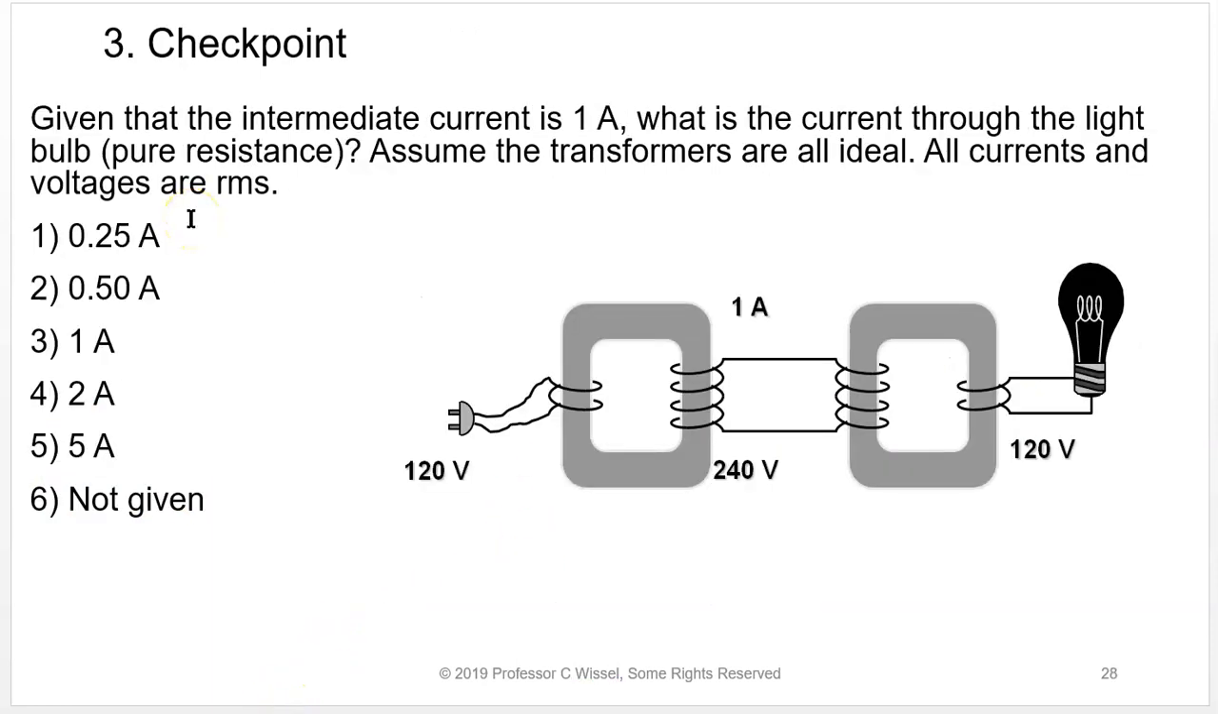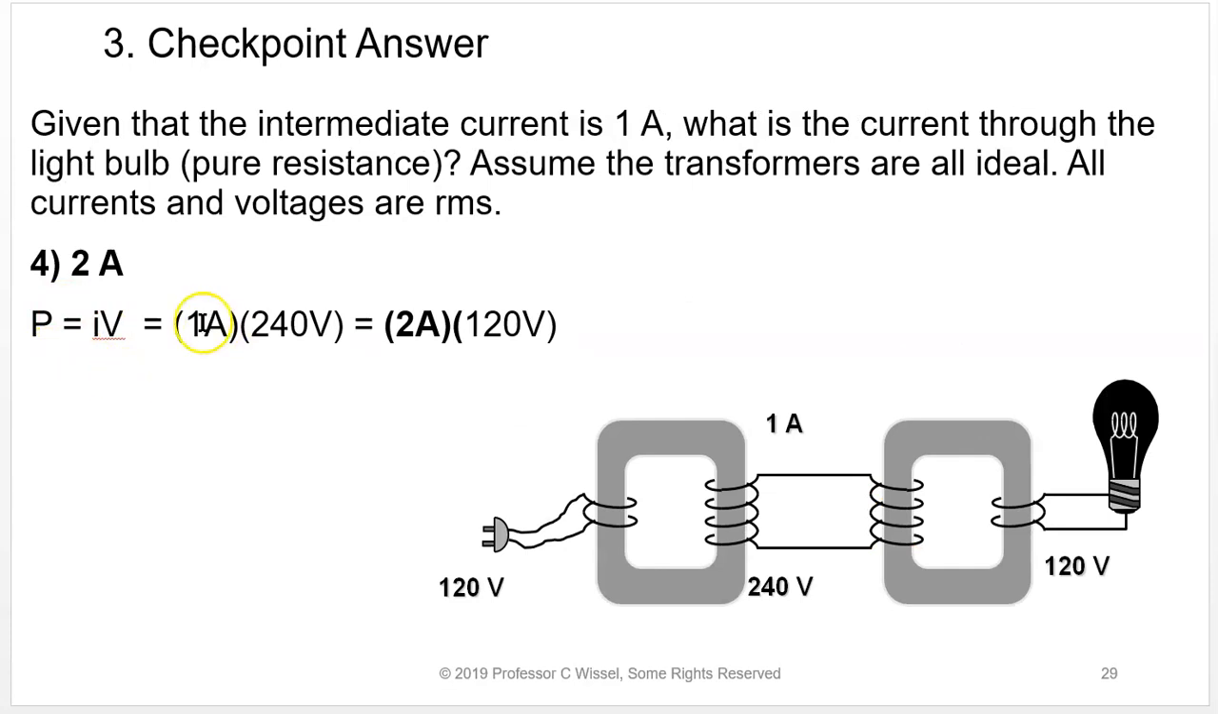Given that the intermediate current is 1 amp, what is the current through the light bulb, which is a pure resistance? Assume all transformers are ideal and all currents and voltages are RMS. Well, the easy way to do this is with power. So we have power equals IV, and that equals 1 amp times 240 volts, and that equals 2 amps times 120 volts. So the correct answer is 2.